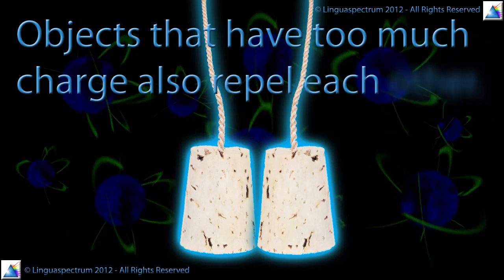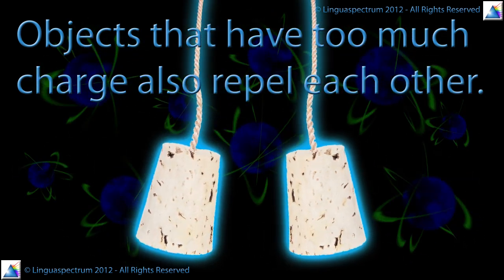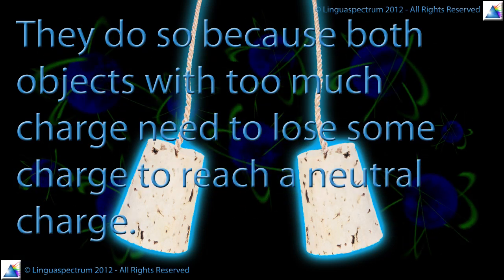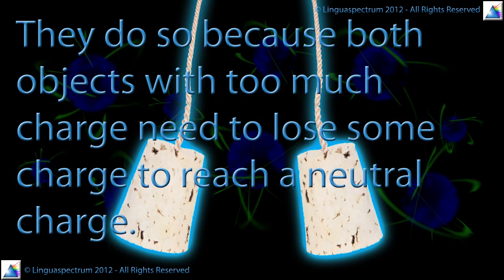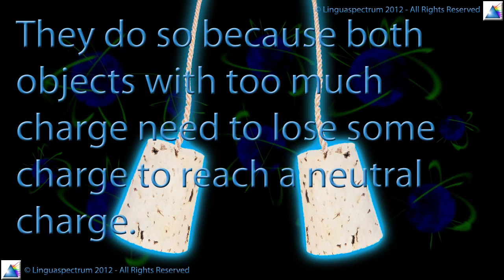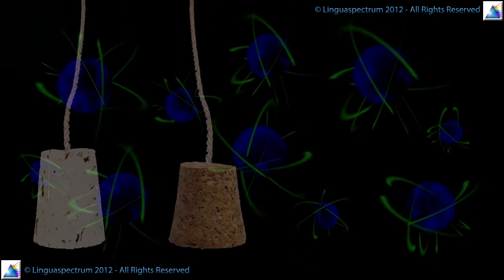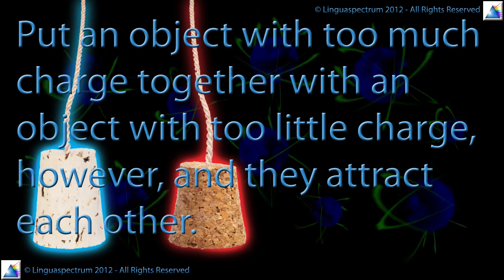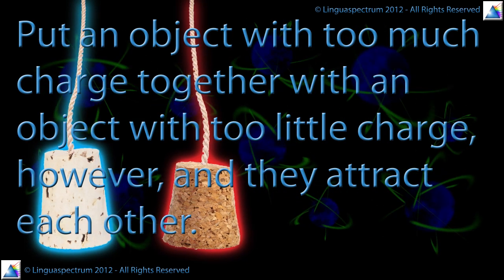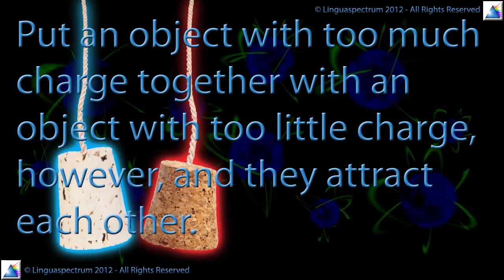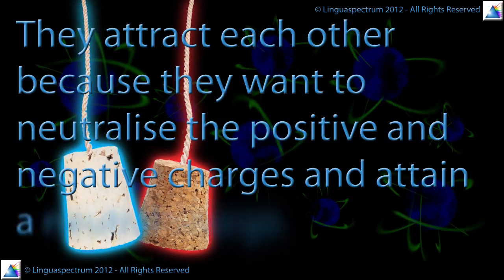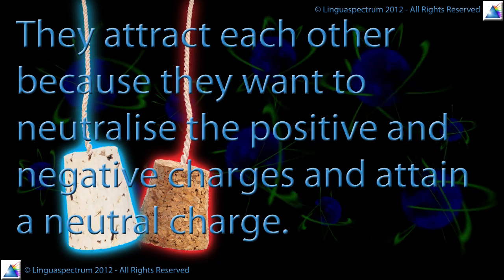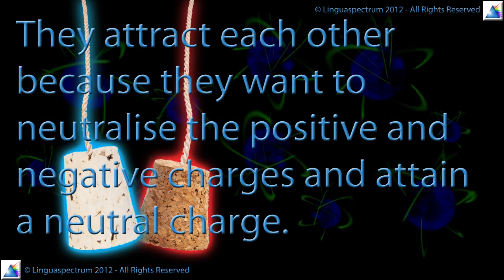Objects that have too much charge also repel each other. They do so because both objects with too much charge need to lose some charge to reach a neutral charge. Put an object with too much charge together with an object with too little charge, however, and they attract each other. They attract each other because they want to neutralize the positive and negative charges and attain a neutral charge.